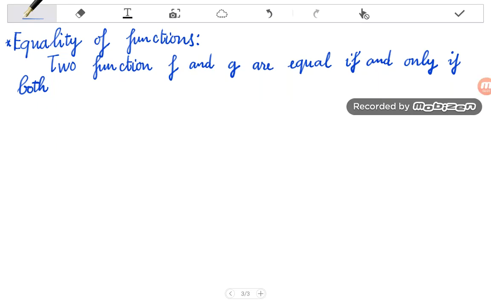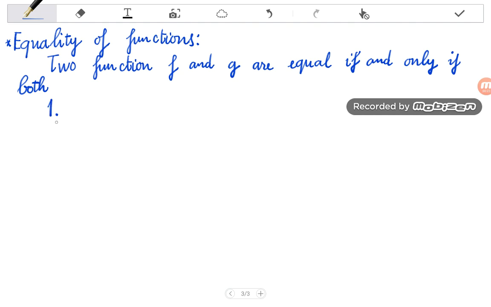Hi class, in this video we will consider the equality of two functions. We have two functions f and g, and these two functions are equal if and only if both of two conditions are right.